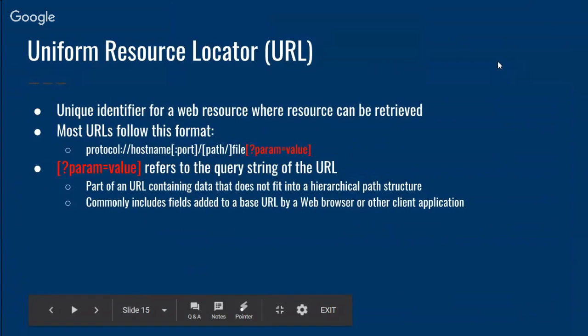Okay, so URLs. We use this almost every day to access resources on the internet. The full name is Uniform Resource Locator, and it's a unique identifier to retrieve a web resource. I would like to bring our attention to the part highlighted in red, which is the query string of a URL. A query string is part of a URL that does not fit into the typical structure that commonly includes fields. Just take note of this part because you'll be seeing this a lot later.